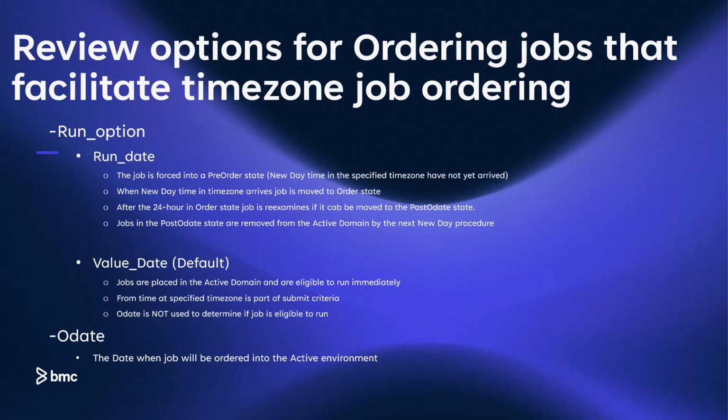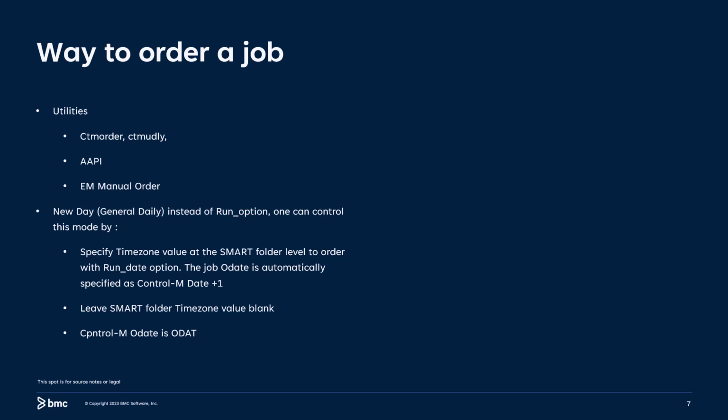The odate option is used to specify the date that determines if a job is scheduled to run on that specific date. Now we will cover how a job is ordered. There are several ways to order a job into the active domain, using utilities such as ctm order, user daily, automation API, and manually ordered from the EM client or web client. All the utilities and user interfaces provide the option to run using run date or value date, and the option to specify the order date.